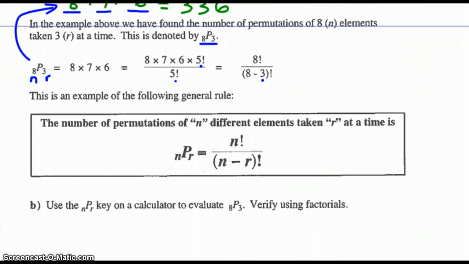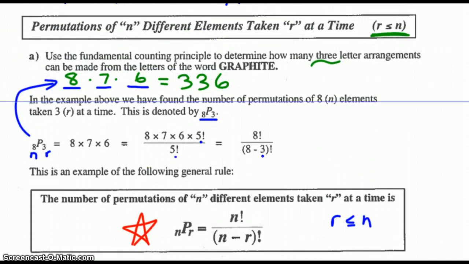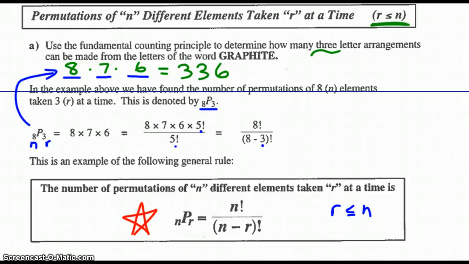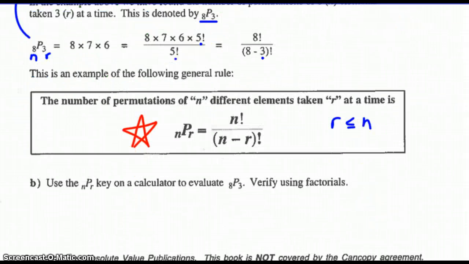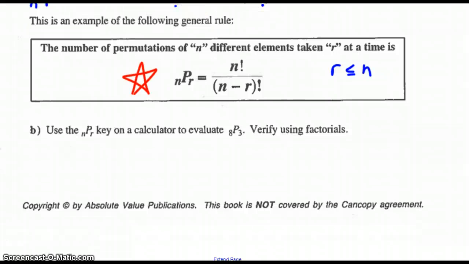This is an example of the following general rule then. And this formula is on your formula sheet. N permutations of r will equal n factorial over n minus r factorial, if we take n different elements, r at a time. And remember, r must always be less than or equal to n. And we said that earlier, right? R must be less than or equal to n. So we can never take a certain amount of objects and organize more than we've got. That wouldn't make sense. So use the NPR key on a calculator and evaluate 8 permutations of 3.